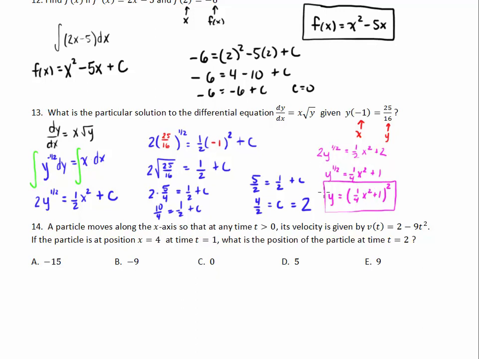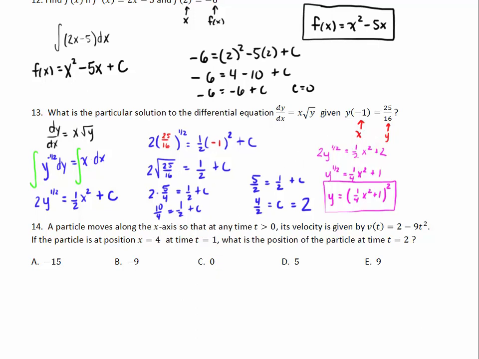Now interesting though, if this had been a 2 instead of a 1/2, in order to get rid of the 2, I'd have to square root both sides. If I did the square root, I would have to put the plus and minus sign out here in front of the square root as well, and I would use these inputs here to determine if my answer needed to be positive or if it needed to be negative.